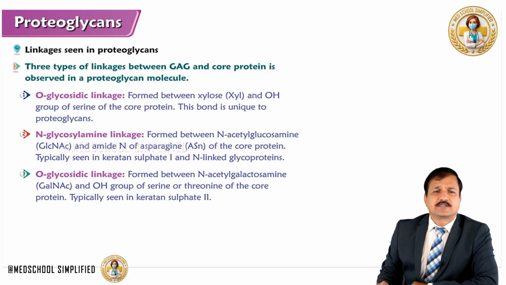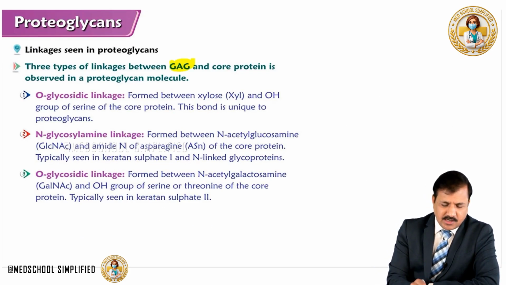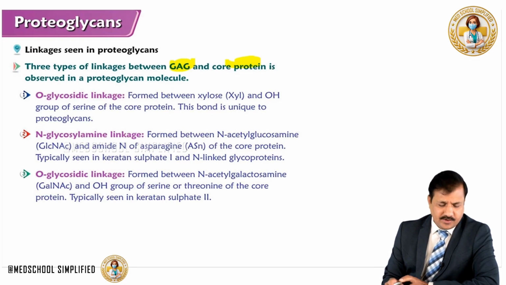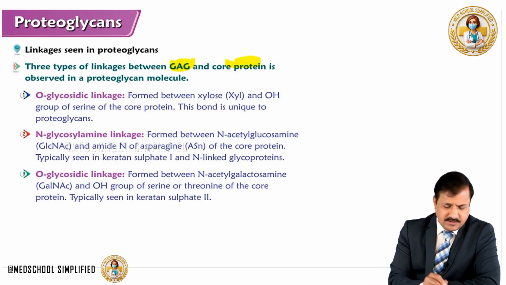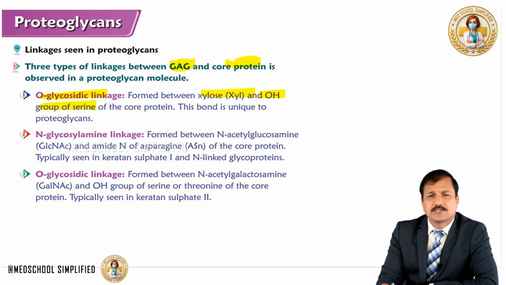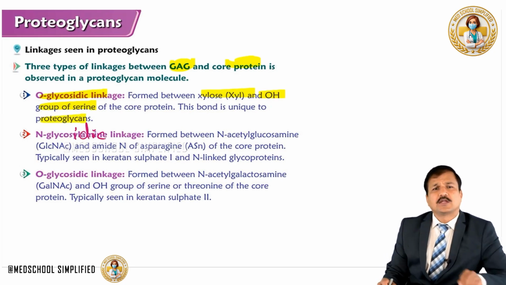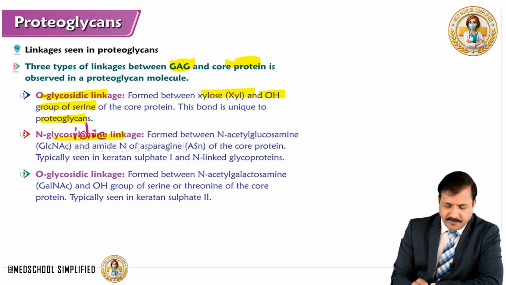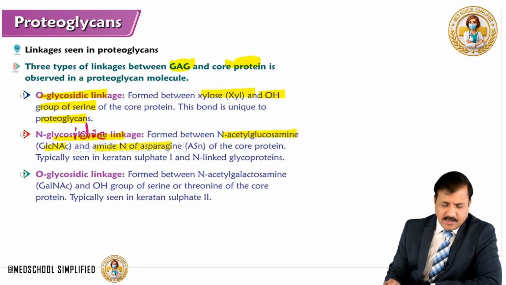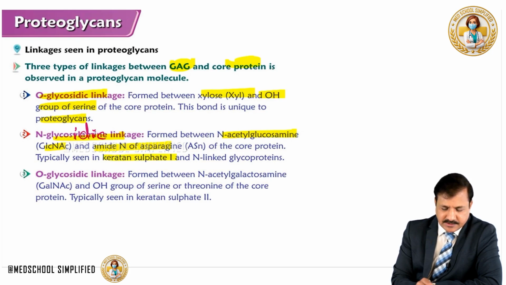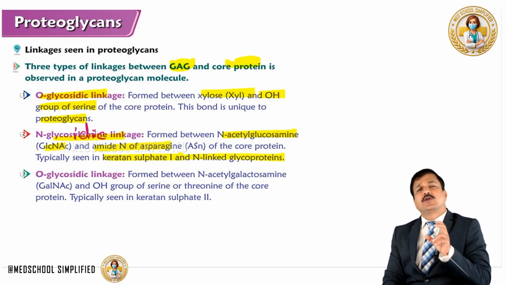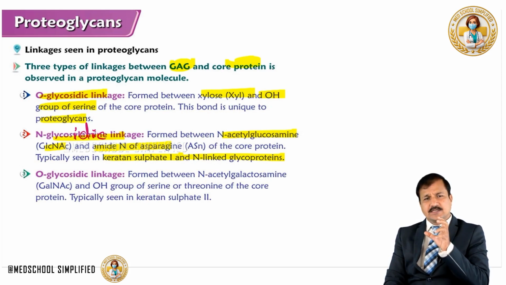So there are three types of linkages seen between glycosaminoglycan and a core protein. These types of linkages are observed in proteoglycan aggregate formation. So one is an O-glycosidic linkage which is formed between a xylose and the hydroxyl group of serine, which is found in a core protein, and this bond is unique to proteoglycan molecules. Other is N-glycosidic linkage, which is formed between N-acetylglucosamine and amide nitrogen of asparagine residue in a core protein, and typically this type of N-glycosidic linkage is found in keratan sulfate 1 and N-linked glycoproteins. So in that sense, the only glycosaminoglycan with N linkage is keratan sulfate 1.